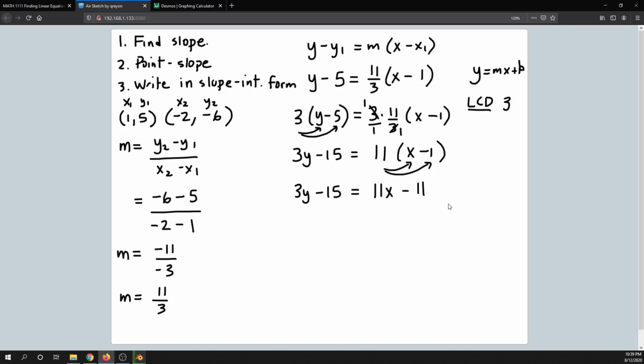And so then what we would do is use the addition principle. Our goal is to get every term with a y on one side, every term without the y on the other side, because we are trying to solve for y. We're trying to put this in slope-intercept form. So one way to do that, to get y by itself on one side, is to add 15 to both sides.